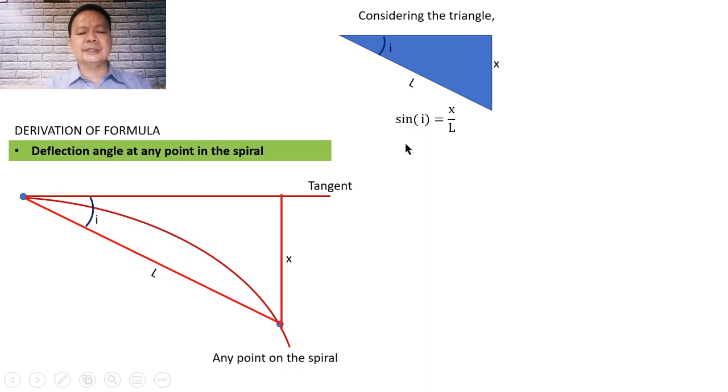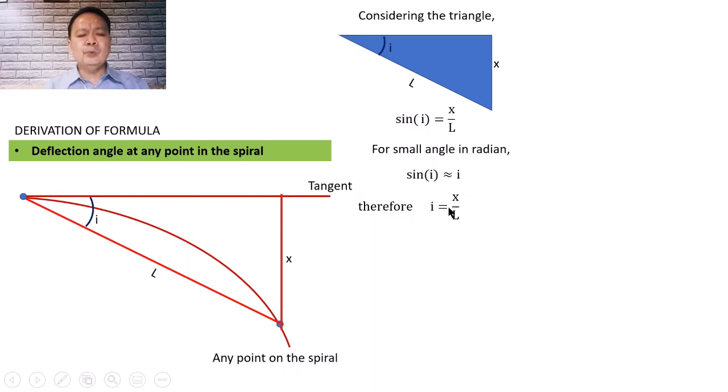But we understand that I is a very, very small angle. So that if I is expressed in radian, then the sine of that angle is approximately equal to the same angle. That is, sine of I is approximately the same as the angle itself, I. Hence, we can say therefore that I will be equal to the ratio of X over L.